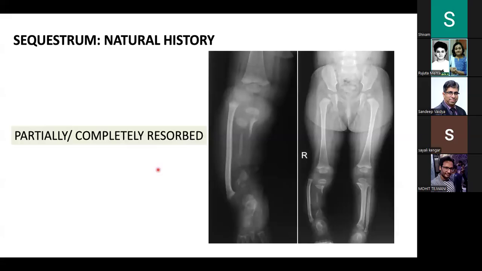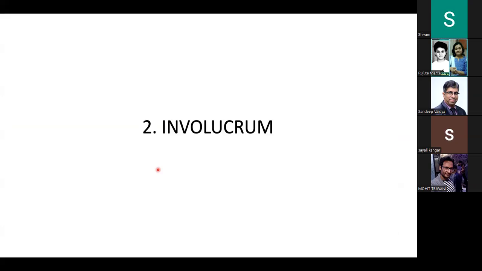But so here what happens is that by the time the patient presents to you, the infection has already settled, but because there is resorption of the sequestrum, it has led to a structural instability which then needs reconstruction. So that's about the sequestrum.